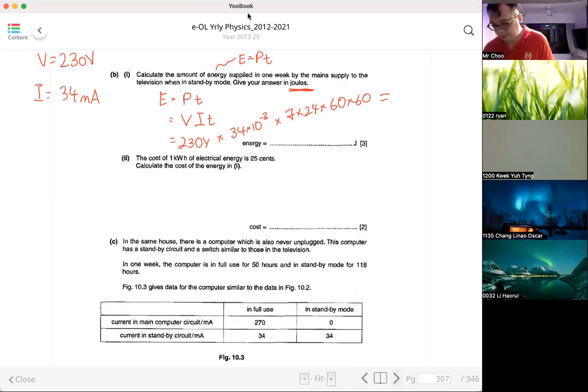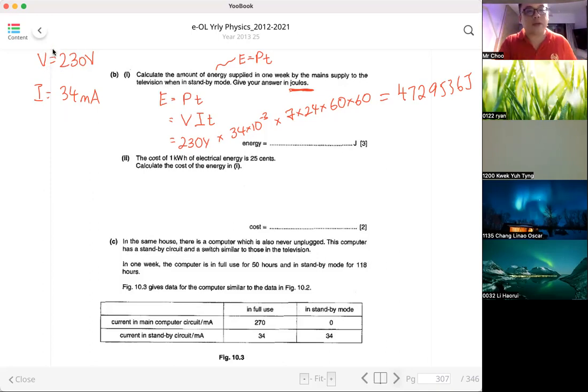Okay, so your big exact answer will be 4729536 joule. Look at this one: 7, 24, 60, and 60. This one is one single figure. So why do I not leave my final answer in one single figure? Because the 7, 24, 60, and 60 are constant, so you don't need to bother about the significant figure of the constant. All these constants you just ignore. You just need to take into account the significant figure of these two values.